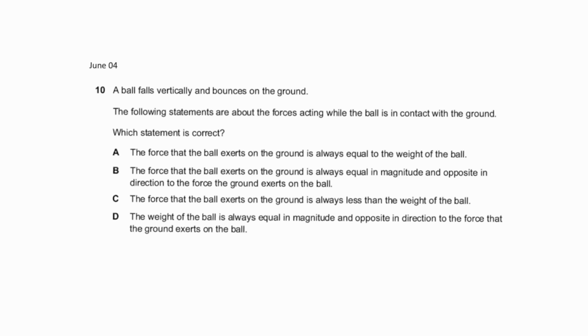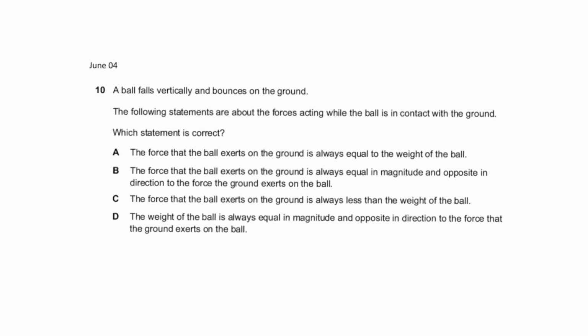So if a ball falls vertically and bounces on the ground, which one is correct? Now, they didn't specifically mention it must obey whichever law, but as long as it's a correct physics concept, you should be okay with it. All right, so Lester, what do you think is the answer? B. B, and Jasper? B also. Well done. Actually, the answer is B.